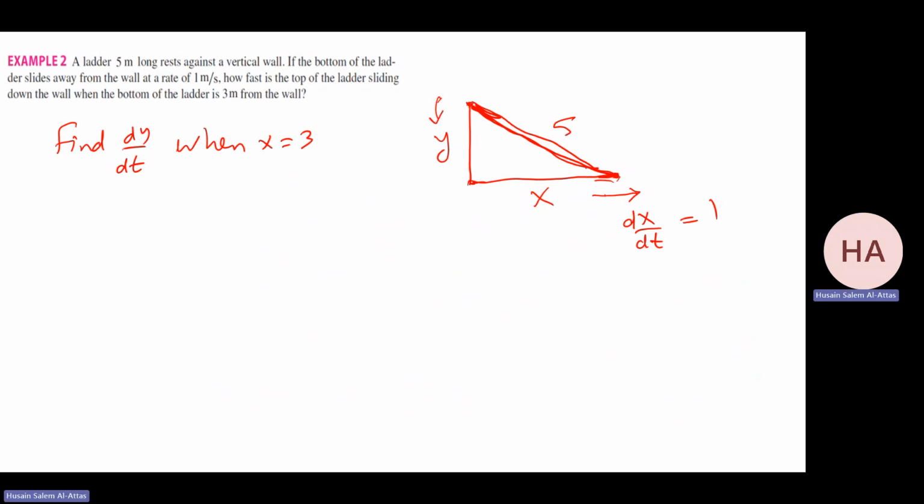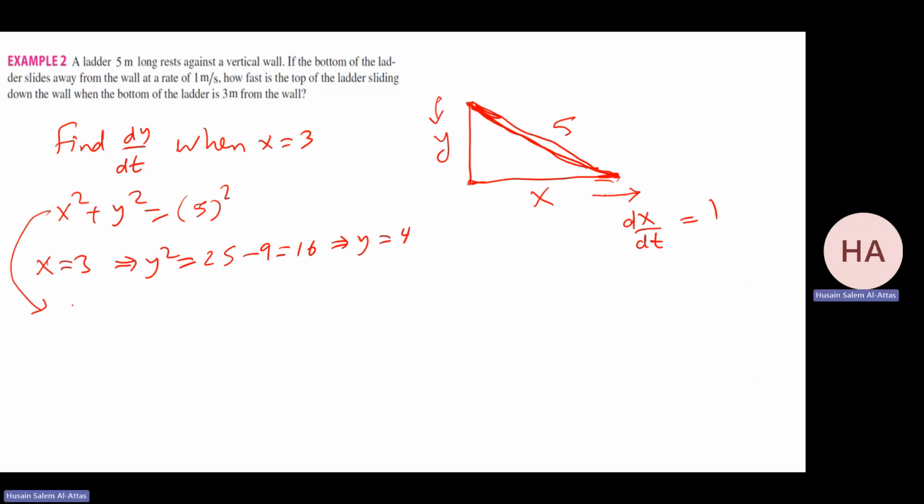What is the relation to start with? This is the Pythagorean theorem. So I have x squared plus y squared equals 5 squared, which is 25. And since x equals 3, that implies y squared equals 25 minus 9, which is 16. So y equals 4.